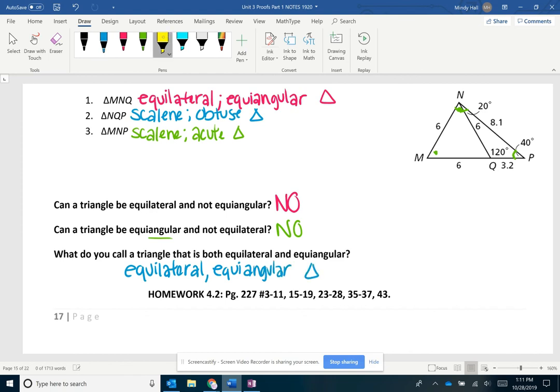So then for your homework, it is in chapter 4, section 2, or page 227 if you just search by page numbers.